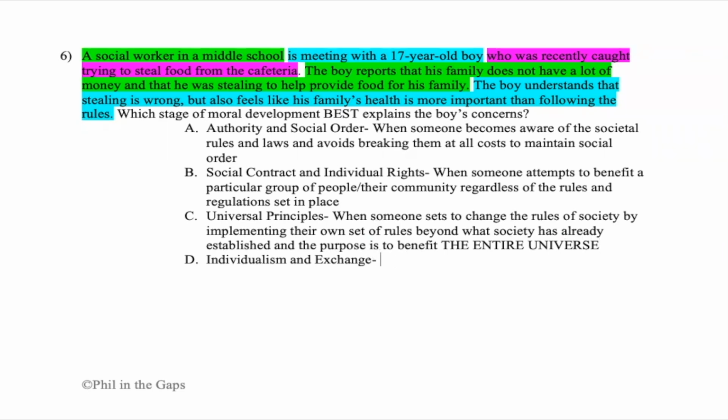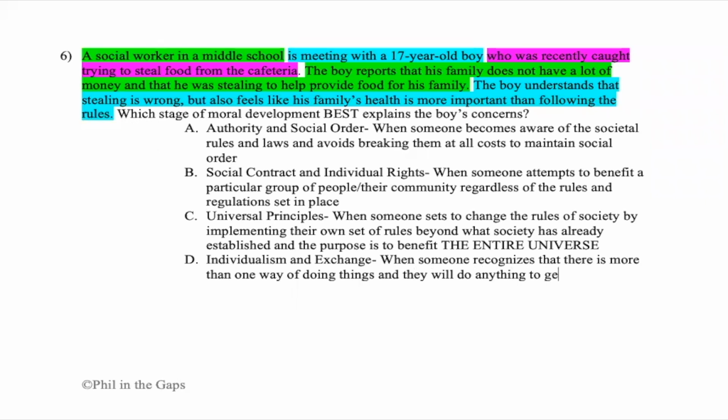D, individualism and exchange, is when someone recognizes that there is more than one way of doing things, and they will do anything to get the greatest amount of reward for themselves. It's all about them. They're giving up a part of their individualism in exchange for something greater in reward.